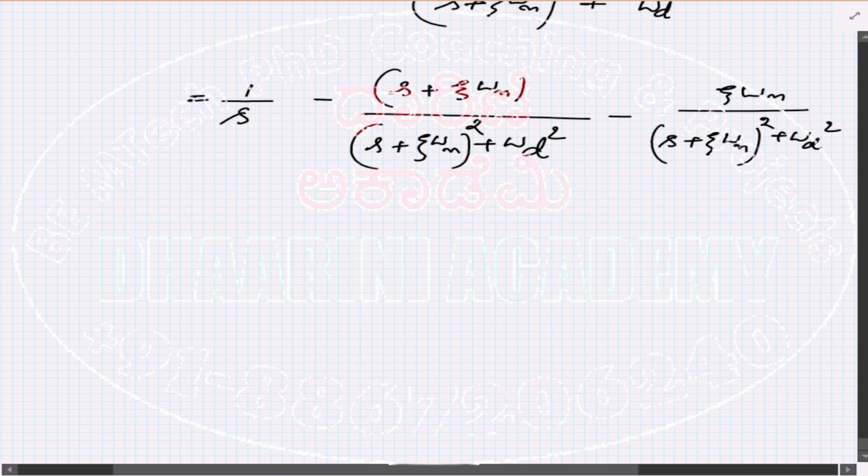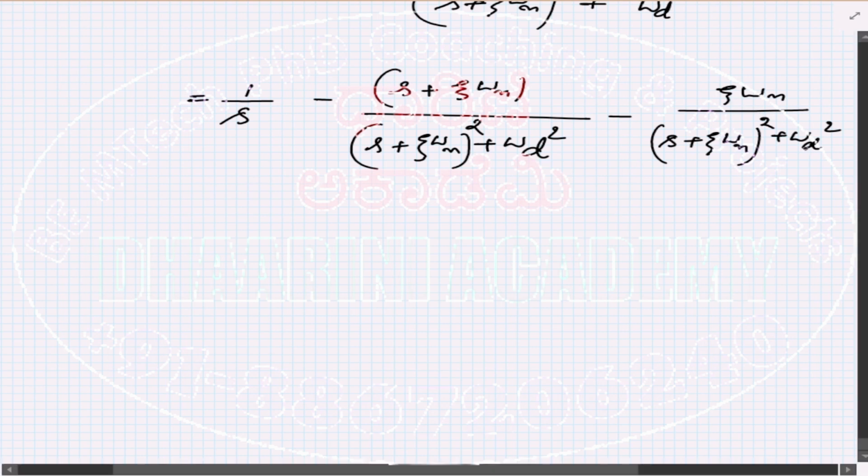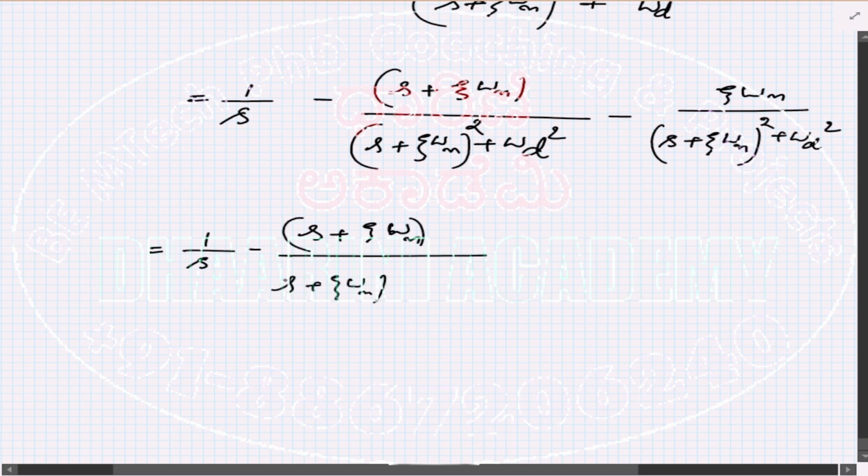So what can we do? If I have omega d squared, I need to bring an omega d into the numerator. Okay, that's possible. 1 by s minus (s plus zeta omega n) whole divided by, this is (s plus zeta omega n) the whole square plus omega d square. Okay, this is done.